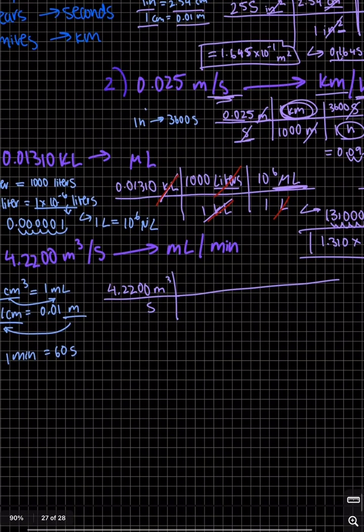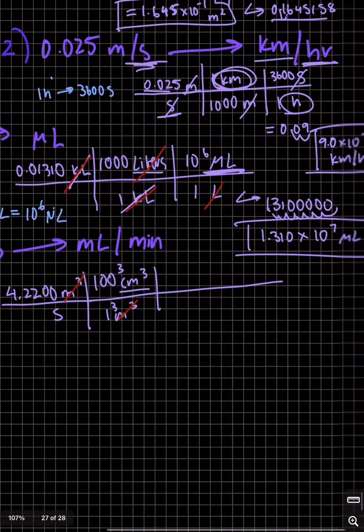Because in 1 meter, there's 100 centimeters, right? So in 1 meter cubed, there's 100 centimeters cubed. And then I have to cube both of my numbers as well. You can't leave those hanging. Now I can cancel out my meter cubed and my meter cubed, and I'm left with centimeters cubed.